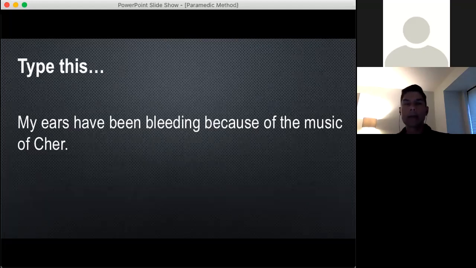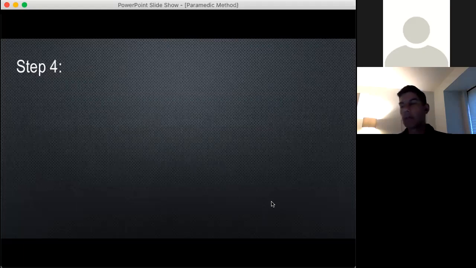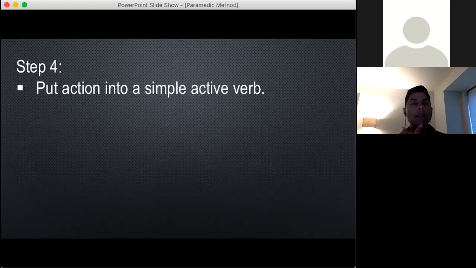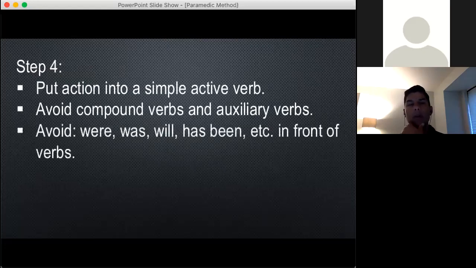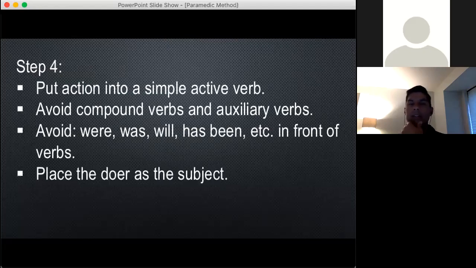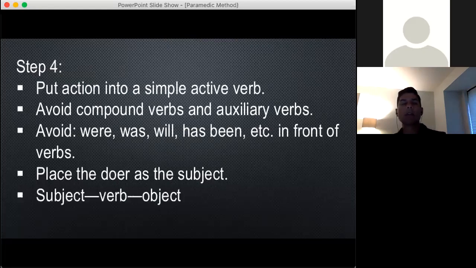let's look at step 4. In step 4 of the Paramedic method, we put action into a simple active verb. Avoid compound verbs or auxiliary verbs. In other words, avoid were, was, will, has been, any of those in front of verbs. And instead, place the doer as the subject. Okay? Or we can follow this sequence. Put the subject first, the verb, and then the object.